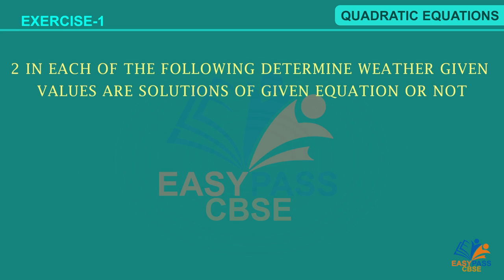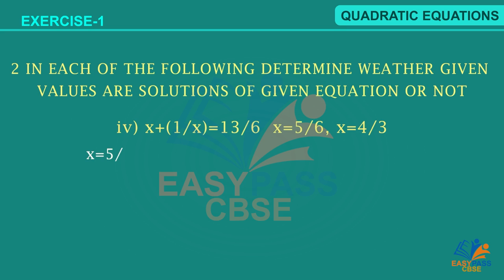Next, fourth one. x plus 1 over x is equal to 13 by 6. Given values are x is equal to 5 by 6, x is equal to 4 by 3. By substituting x is equal to 5 by 6, you will get 5 by 6 plus 6 by 5.